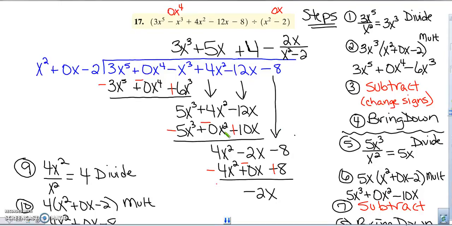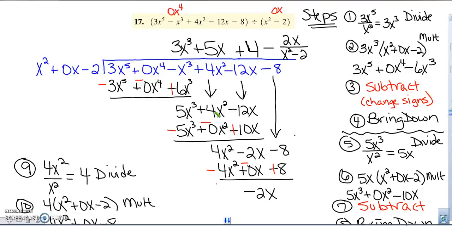All right, so let's begin the division process again. 5x to the third divided by the first term, x squared. We get 5x. We put that up here. 5x now times the divisor. We end up with this, which we wrote down here. We then change all of the signs to their opposites, as I have in red, and do the subtraction.